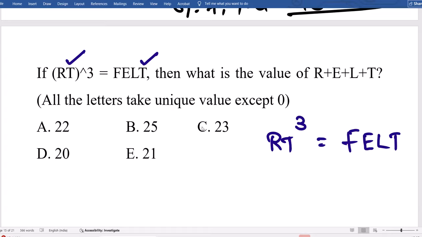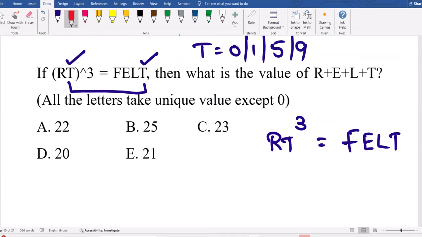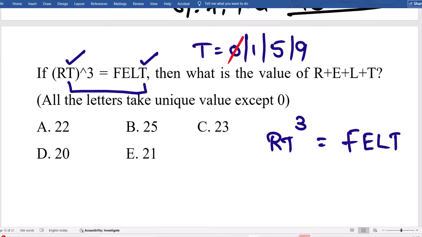Okay, we'll see. 30 cube. Yeah, in fact, 9 is also correct. T can be 0 or 1 or 5 or 9 to satisfy this and this. But as per the question, no letter should be 0, so 0 is eliminated. Then it can be 1 or 5 or 9. T value can be 1 or 5 or 9.